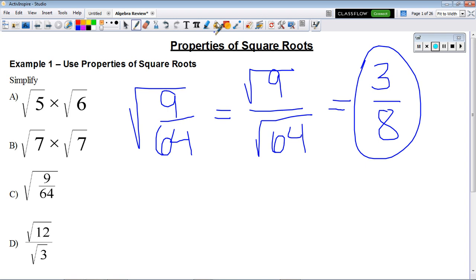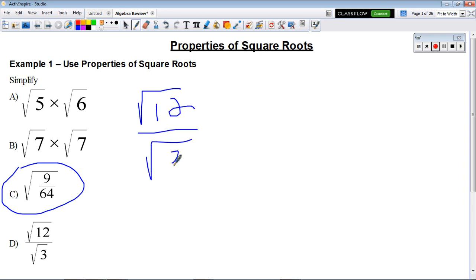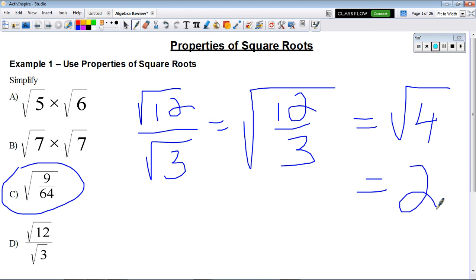And then with part D, I'm going to do the same thing that we just did in part C, but in reverse. With part C we took one big square root and made it two separate square roots. With part D, I'm going to do the exact opposite: I'm going to take two separate square roots and write this as one big square root. I'm going to do that because 12 divided by 3 ends up being 4, and then the square root of 4 would equal 2. That's not the only way to do part D, but that is definitely the simplest way to do part D.